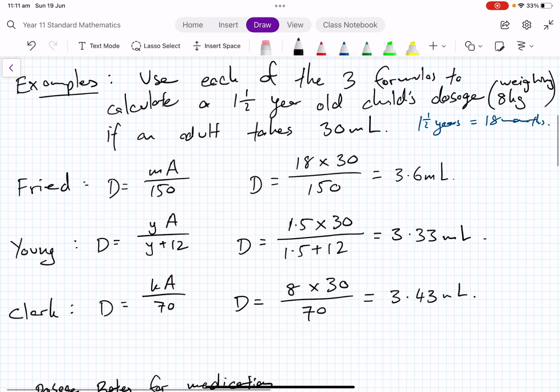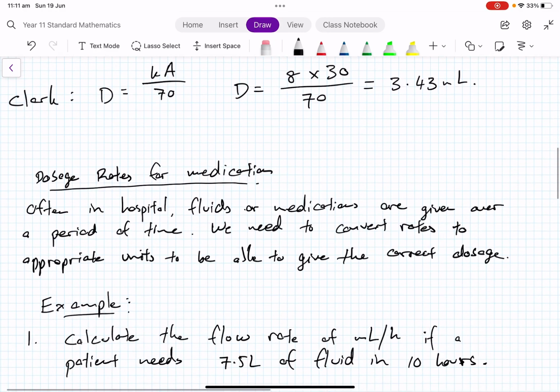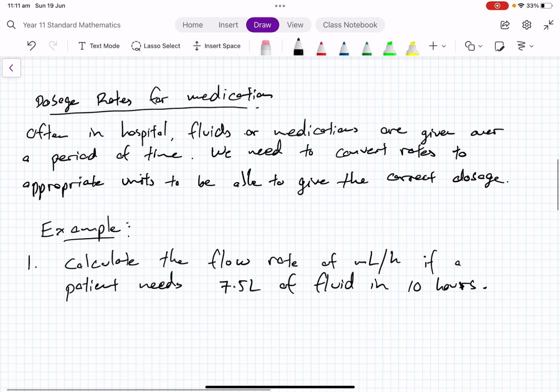Okay, let's move on to the next part of this, which is not so much using formulas, but we're talking about dosage rates. Now, when you're in hospital, if you've been to hospital, you would know about this. You get fluids, usually intravenous, IV, an intravenous drip, and they have to be careful to give you the right amount, depending on your weight, your size, what condition you have. You can get medication through it. You need to get hydrated, you get nutrients through it, so you don't have to eat if you can't eat.